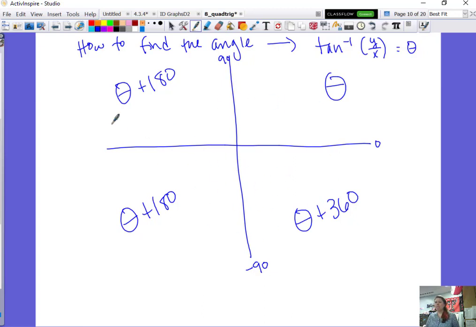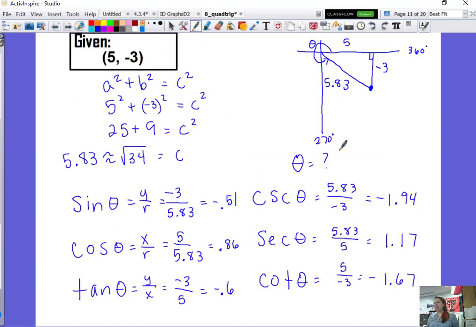So then when we go back to here, if we do inverse tangent of the ratio, so inverse tangent of negative 3 over 5, that's going to give us an angle measure of negative 30.96, and then we have to add 360 to that. So then the final angle measure here is going to be 329.04 degrees. And so that makes sense because this is 270 and this is 360, and that angle measure is between those two values.